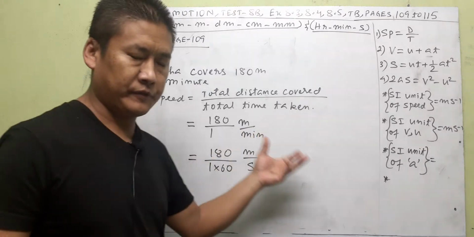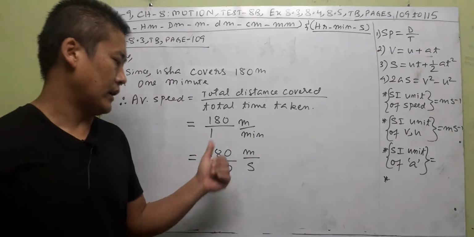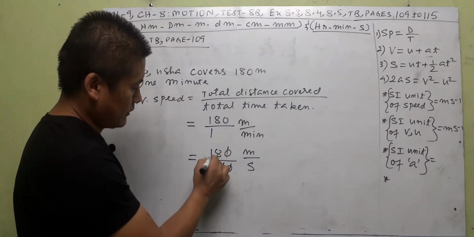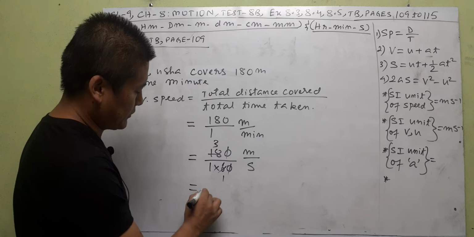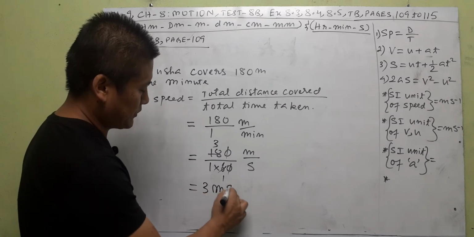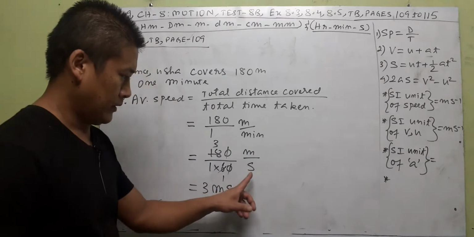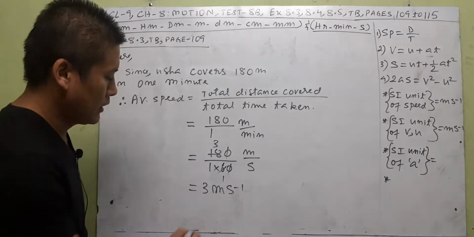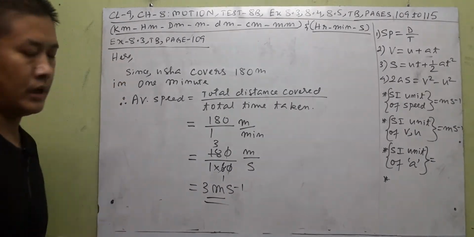As we said in our previous classes, we're going to primarily use the SI unit, right? So here 6, 0, 0 cancelled. 6 1s are 6 and 6 3s are 18. So this is 3 meter per second. Bring this second to the power plus 1 up, it becomes minus 1 power, right? So this is the average speed of Usha.